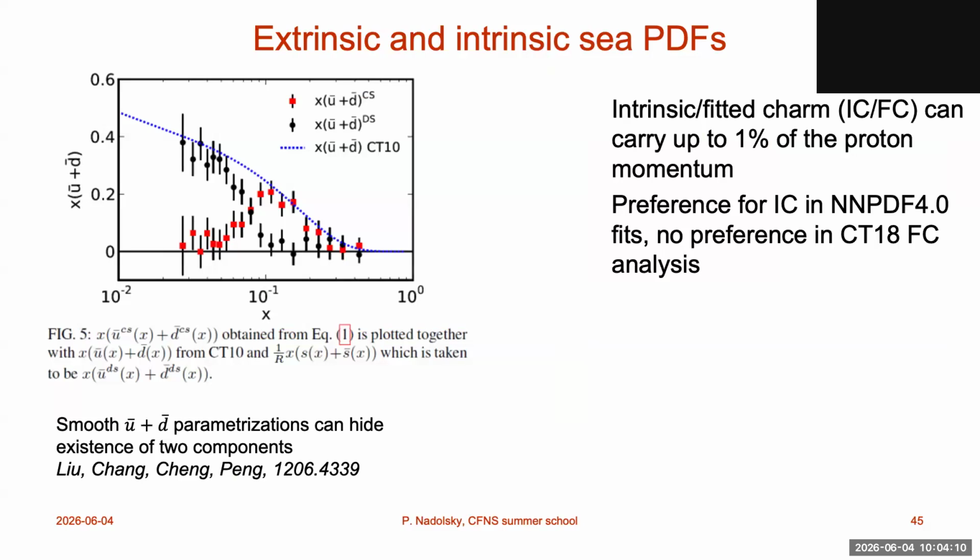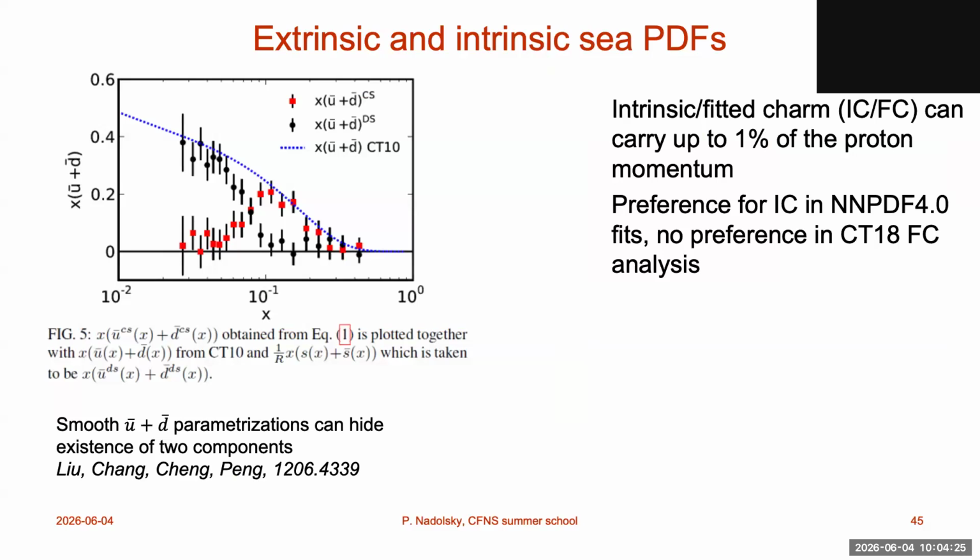Yeah, okay, so these are not the real data though. So this is the simulation. It looks like the real data. So let's see here what happens. Basically, the real PDF is this one, x(ū + d̄) at CT10, right? So this is what is found from the measurements.